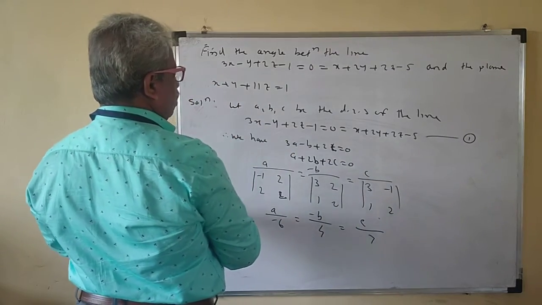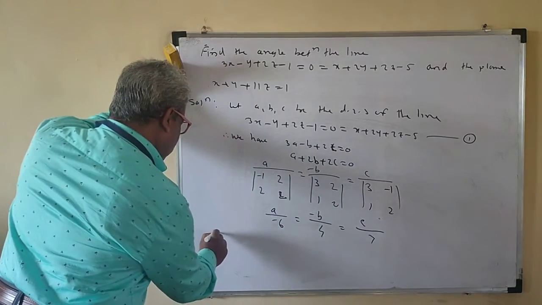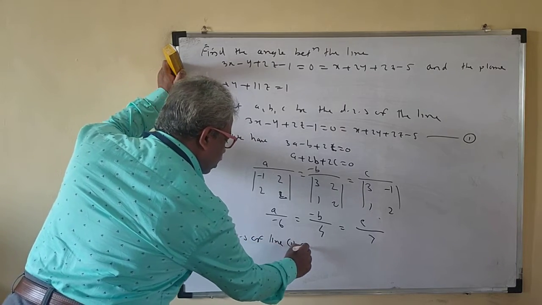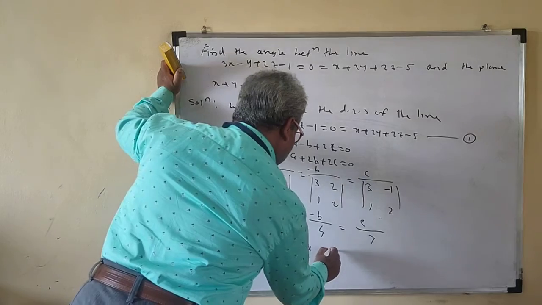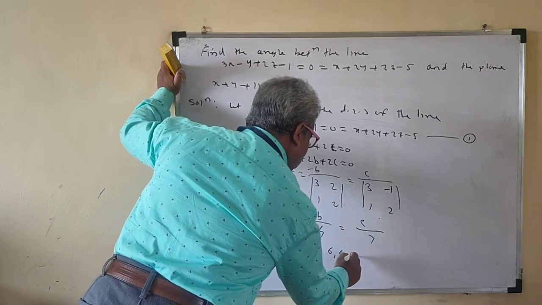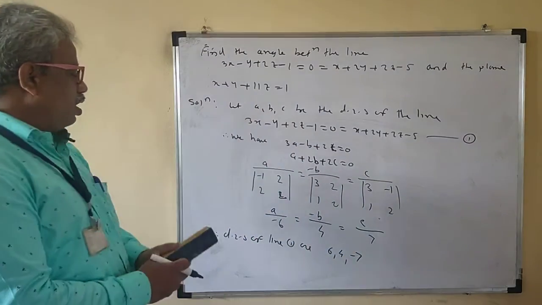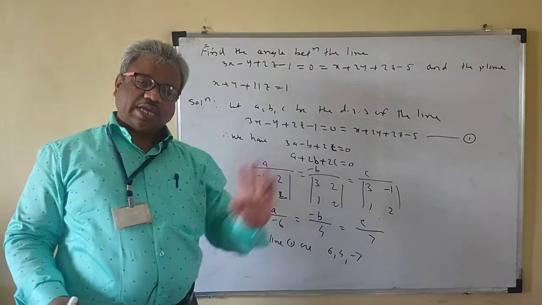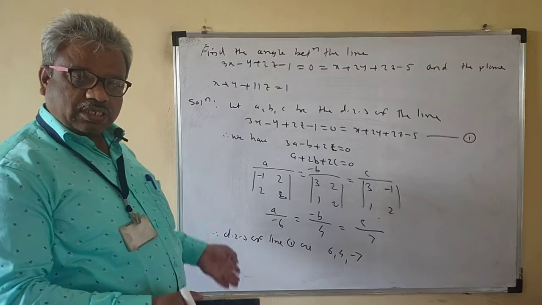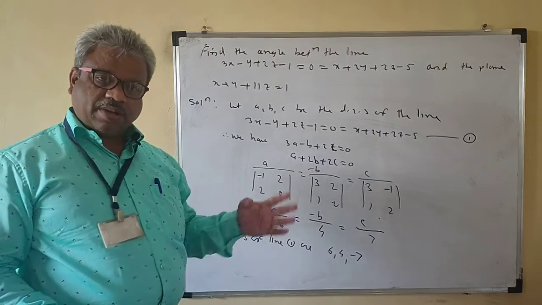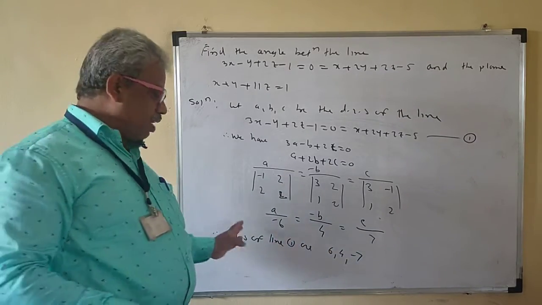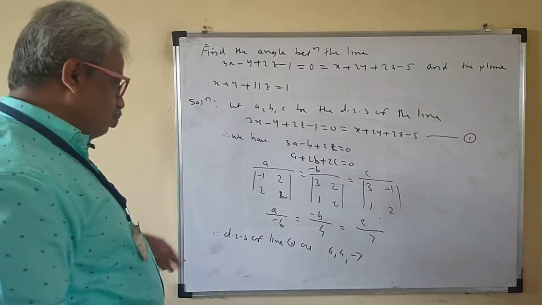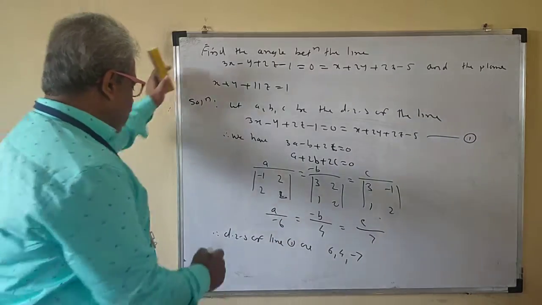Okay, so therefore the DRS of line 1 are 6, 4, minus 7. These two are negative, so I will take only one negative. I will change the sign of all. If you change the sign of all, or multiply by a constant number, it doesn't matter. Your DRS will be the same; they are proportional actually.